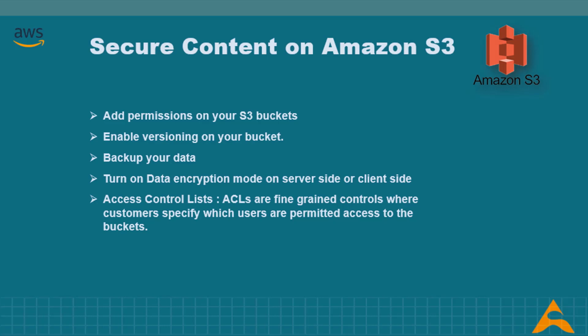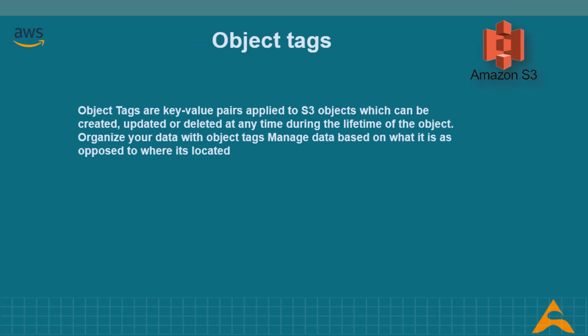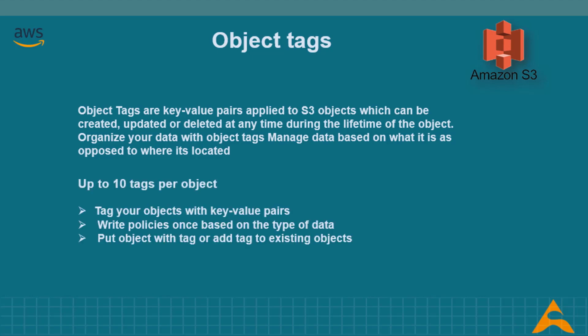Further, Amazon S3 object tags are key-value pairs applied to S3 objects, which can be created, updated, or deleted anytime during the lifetime of the object. You may use object tags to store object-specific metadata in a key-value form. You may also use object tags to create IAM policies, set up S3 lifecycle policies, and customize storage metrics. You can configure tag-based object transitions between storage classes and expire objects in the background. With S3 Browser, you can easily manage object tags from a simple user interface.